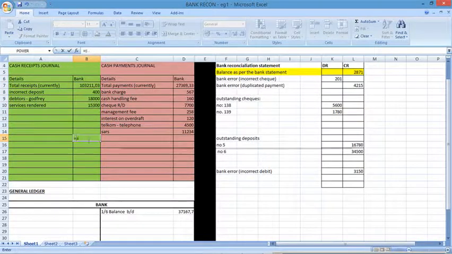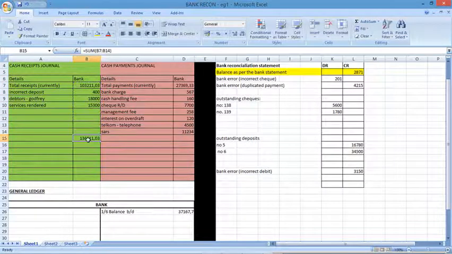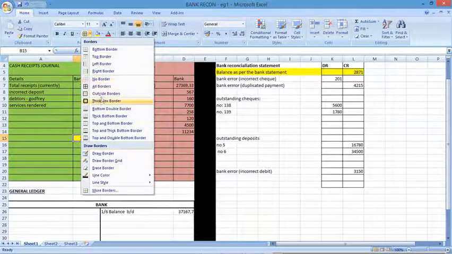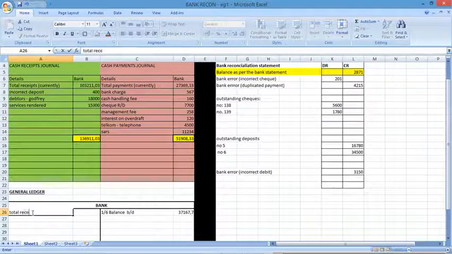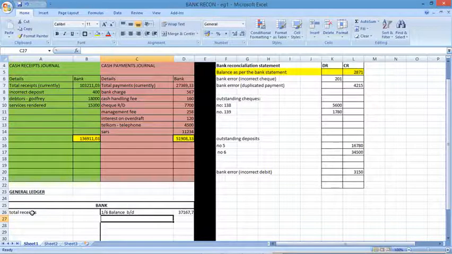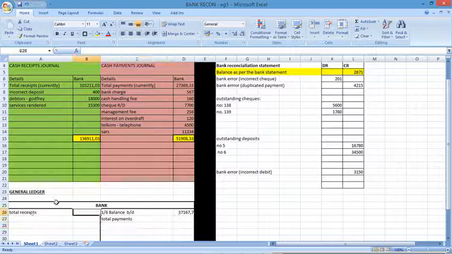So I could total up here. Sum up all of that. If I sum up all of that, I get that total. I can do the same thing there. Sum up all of that. Alright, so where do these totals go? In the bank accounts. Okay, so total receipts and total payments. The receipts are that amount, the payments are that amount.